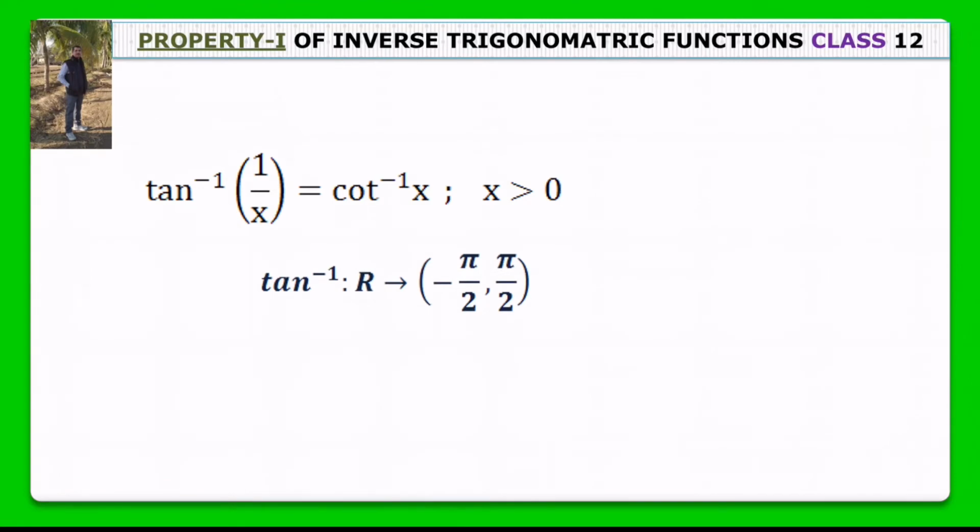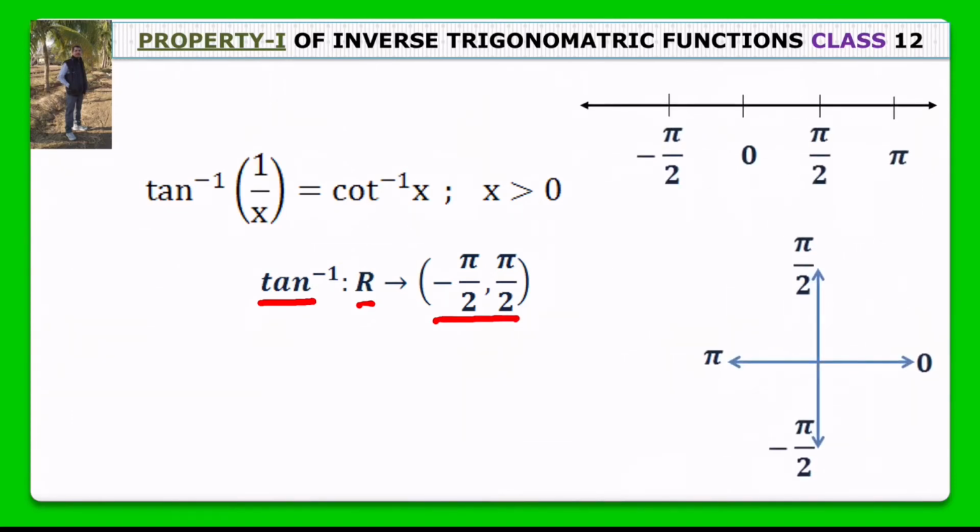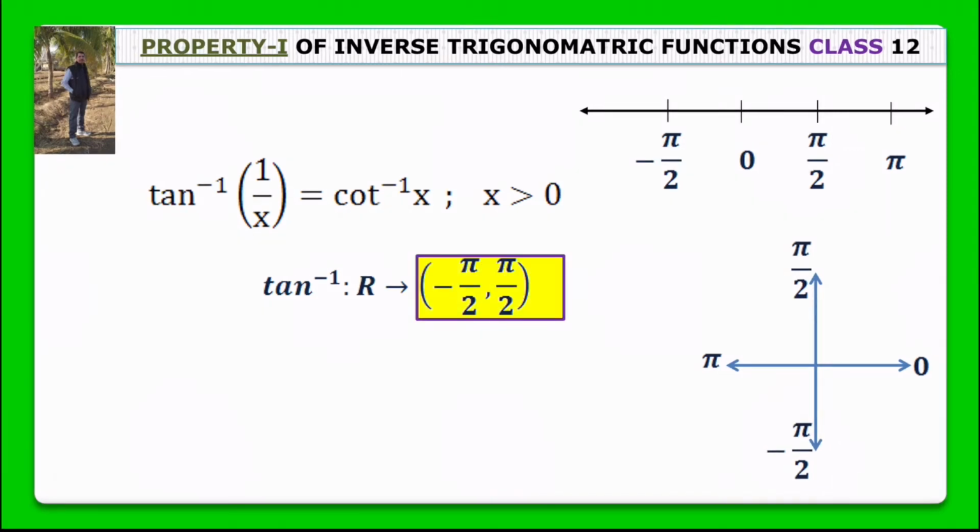For this, we know that the function tan inverse is defined on the set of real numbers, and its principal value branch is minus pi by 2 to pi by 2. We know there is a number line having numbers minus pi by 2, 0, pi by 2 and pi. The principal value branch of tan inverse is minus pi by 2 to pi by 2. For this, let us consider this.